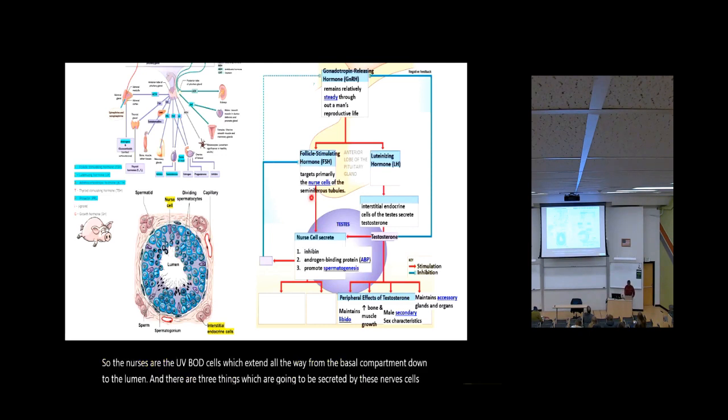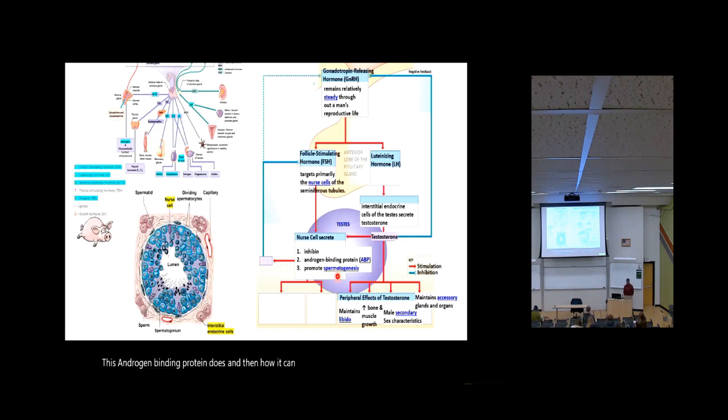So the first one is inhibin. Secondly, it's the androgen binding protein, abbreviated as ABP. And thirdly, it can also help to promote spermatogenesis. So we're going to first consider what this androgen binding protein does, and then how it can play a role in promoting spermatogenesis, and then we'll talk about inhibin.